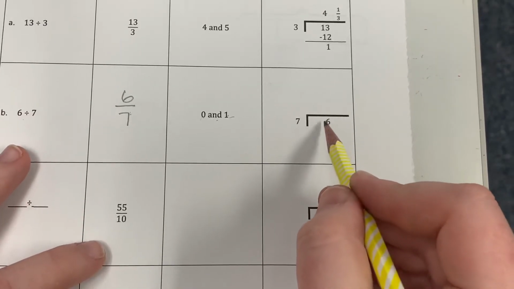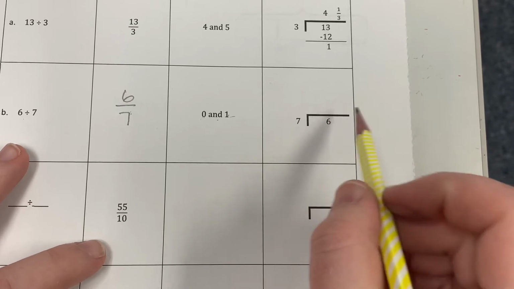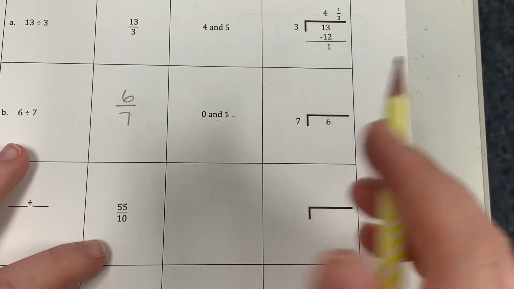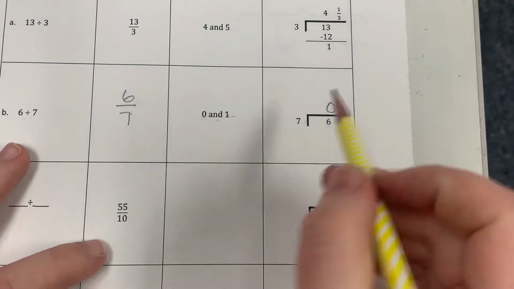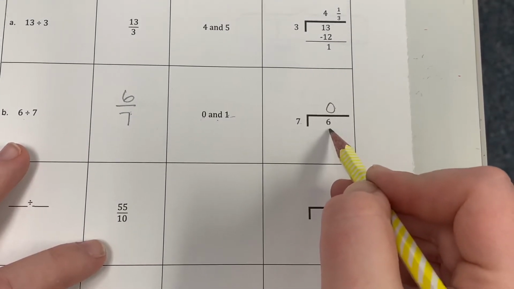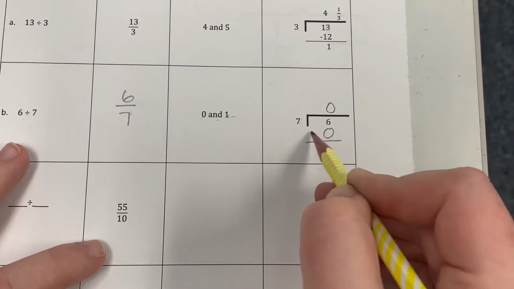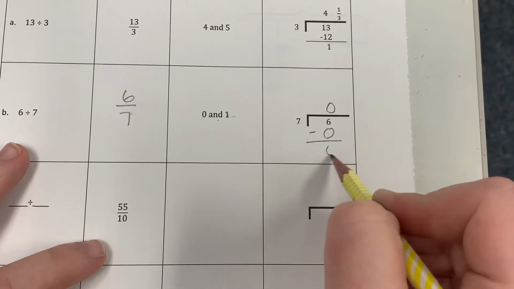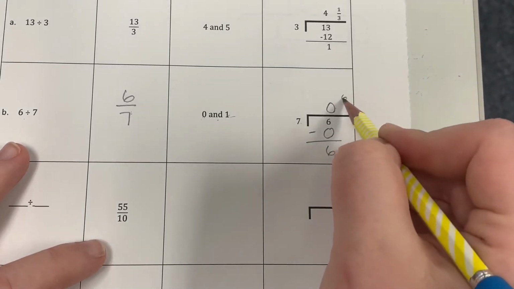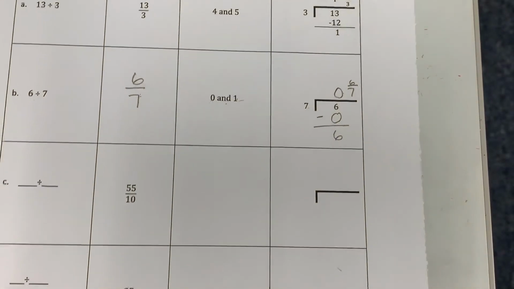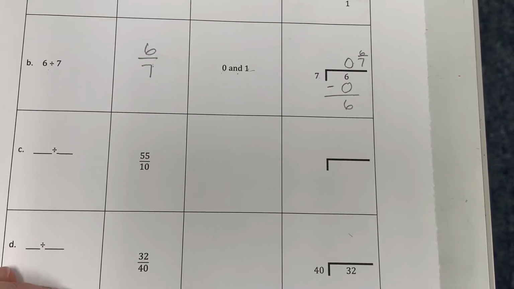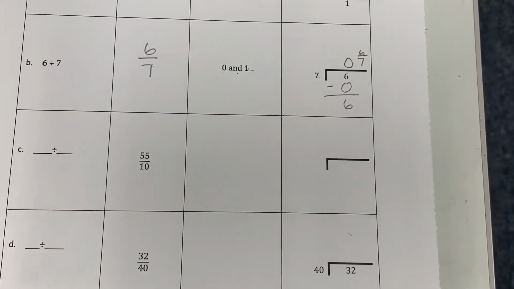Okay, so let's do our standard algorithm division. How many times can 7 go into 6? 0. So 0 times 7 is 0. So we're left with 6, which if we were to put that as a fraction would be what? 6/7. Like I said, don't panic. It really is pretty basic.